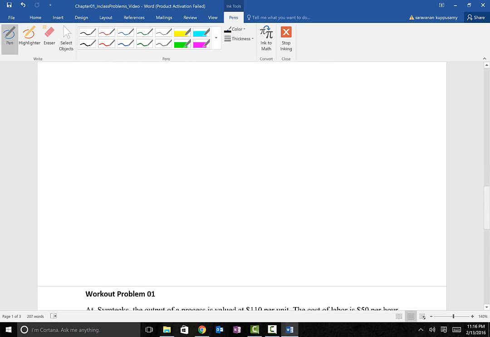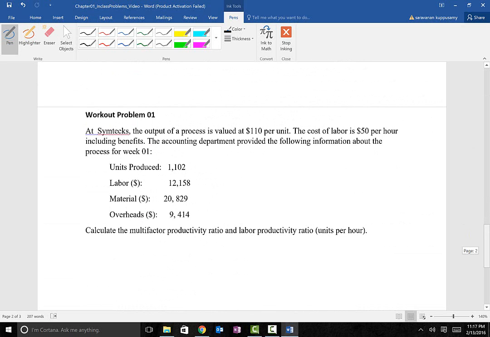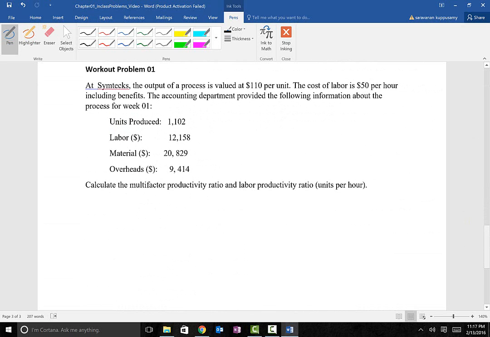All right, so let's take a look at the last problem here. And again, if you wanted to read the problem, please pause the video. All right, so it's two parts. One is calculating the productivity ratio. Another one is calculating the labor productivity ratio. So I'm going to call this part A and this one part B. So part A, of course, what is the output? In this case, output is measured in terms of the number of units they produce, which is 1102.